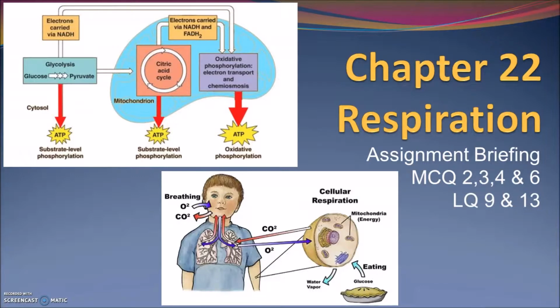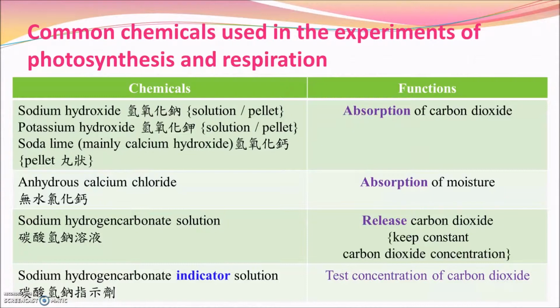In this video, I'm going to talk about the questions of respiration. Just like the chapter of photosynthesis, there are so many experiment questions in this chapter. Before I go through the questions, I would like to talk about the common chemicals used in the experiments of photosynthesis and respiration. The first group of chemicals is sodium hydroxide, potassium hydroxide, and soda lime.